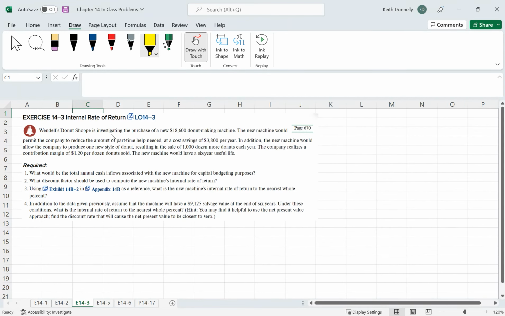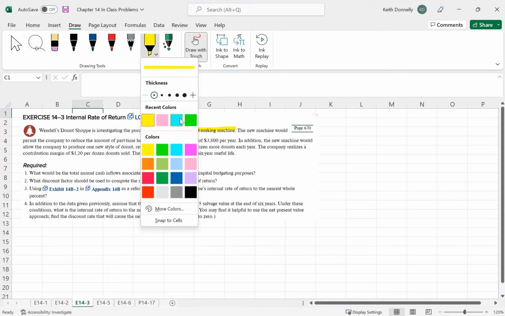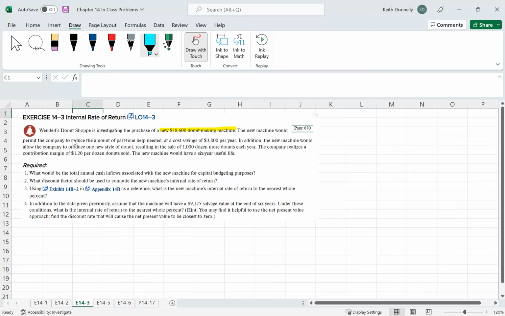Okay, so it says we have a donut shop and they're investigating the purchase of a new donut making machine, right? So they're looking to buy this machine. Essentially what they're telling us here is that the new machine would reduce the amount of part-time help needed at a cost savings of $3,800 per year. All right, so we'll save $3,800 per year.